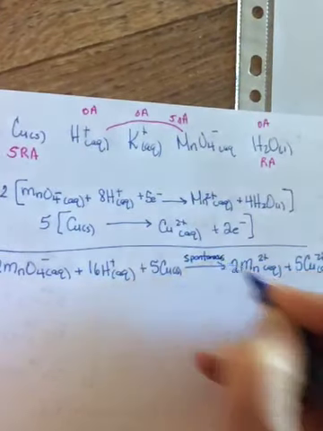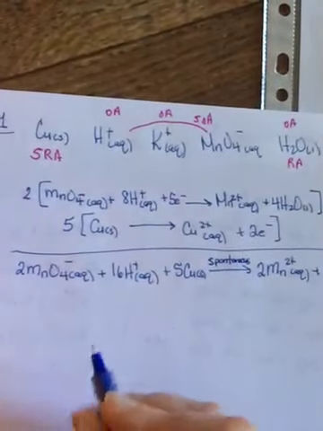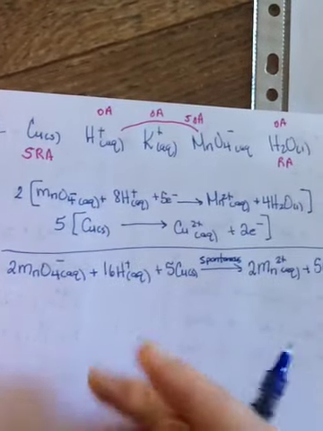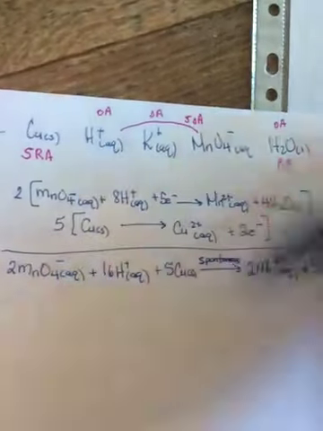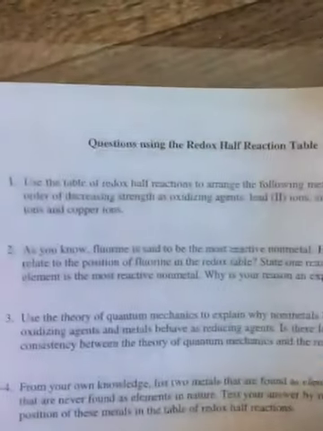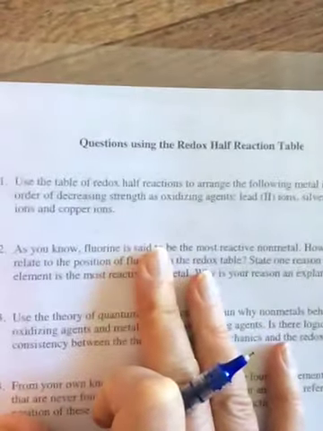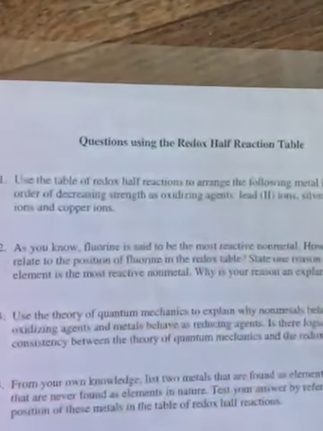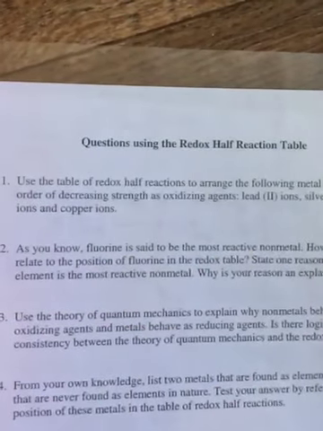Sometimes I just write spont because I don't have enough room to write spontaneous. And you're done. Pretty good. So I won't give you any of these tonight. Tonight I just want you to get used to using the table with these questions. Tomorrow we'll do a couple more examples and then I'll give you some. Okay?